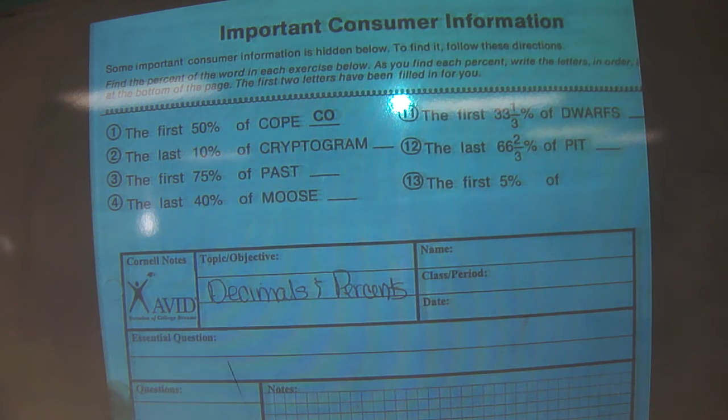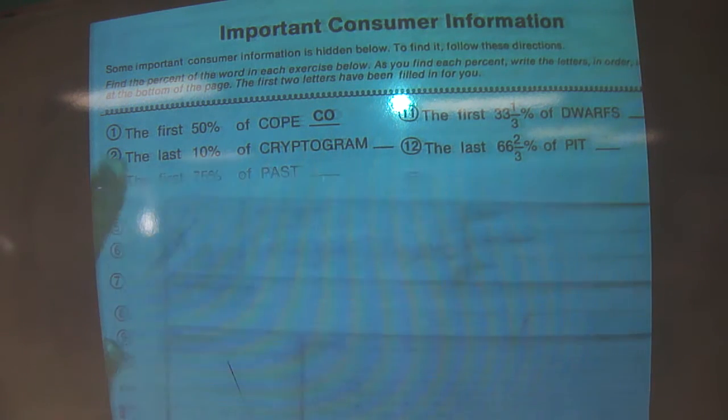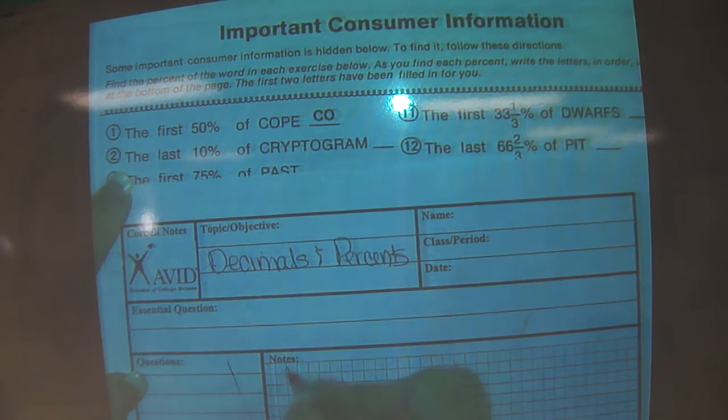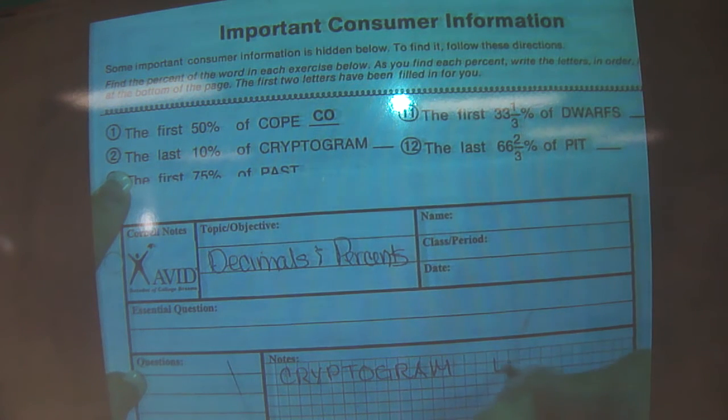4. And we want 50% of it. So how many letters do we pull out? 2. So C-O. We want the last 10% of cryptogram. C-R-Y-P-T-O-G-R-A-M. We want the last 10%.